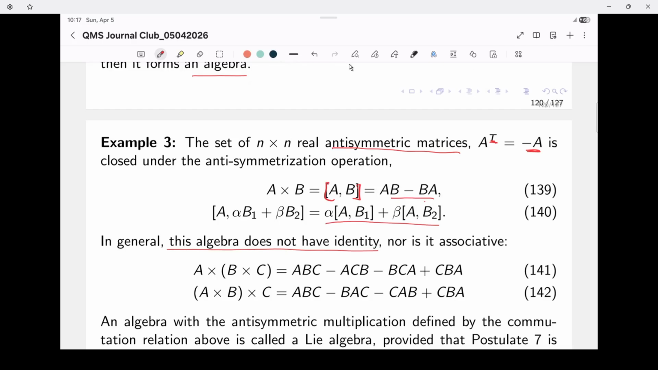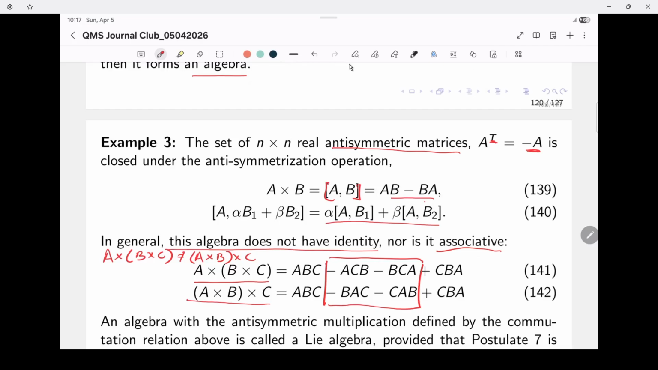So it is not associative because when you try to perform the multiplication below, you find that this part does not satisfy, it's not equal to each other. So A cross B cross C is not equal to A cross B cross C. So that's why it's not associative.